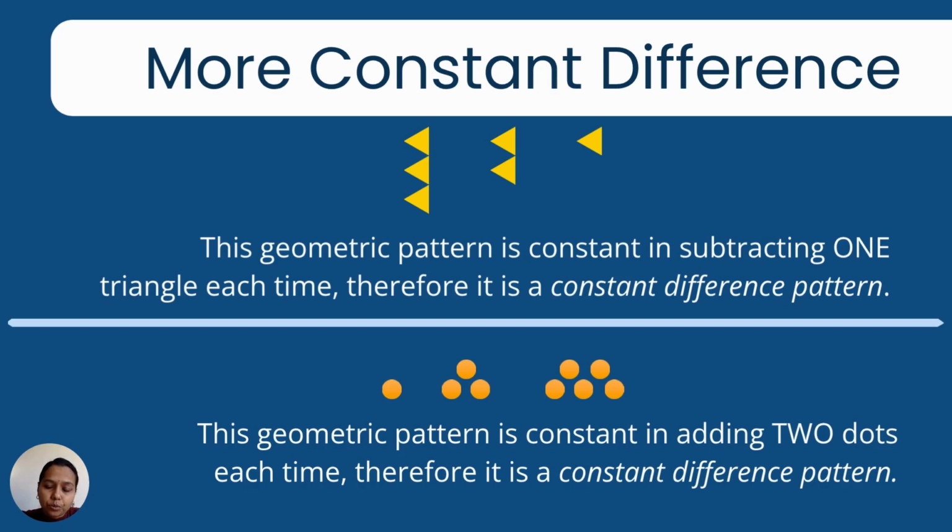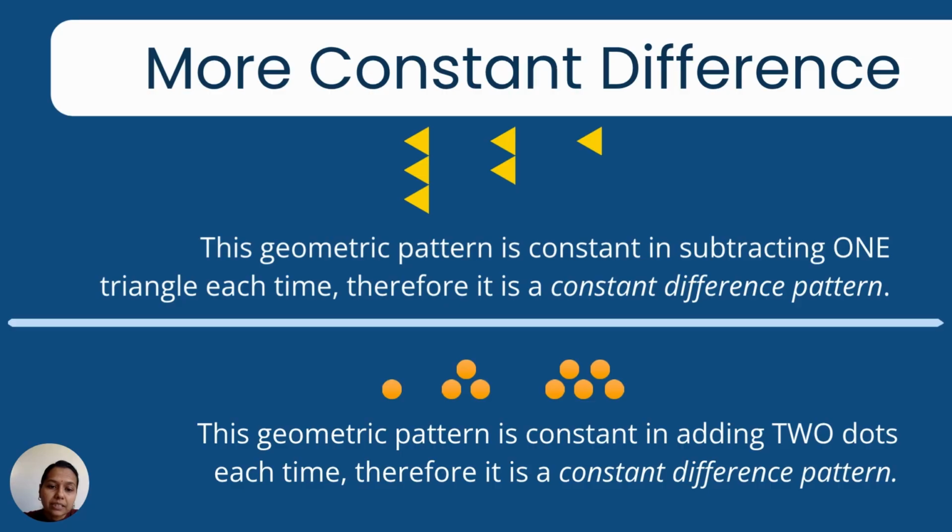So we have two geometric pattern examples here for you. The first one shows the geometric pattern that is constant in the way it subtracts one triangle from term 1 to term 2 and then to term 3. Terms is basically from one pattern to the next pattern and the next. So you can see this subtraction and it's subtracting by one triangle, so we call it a constant difference pattern.